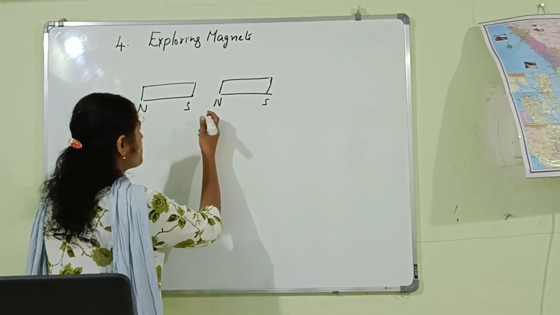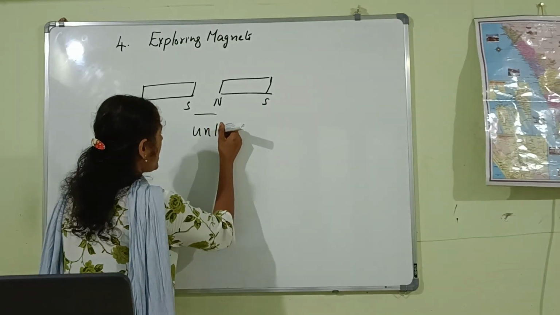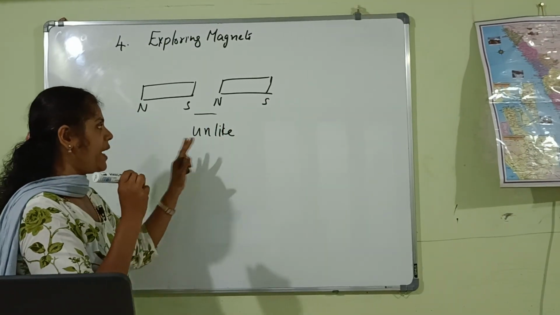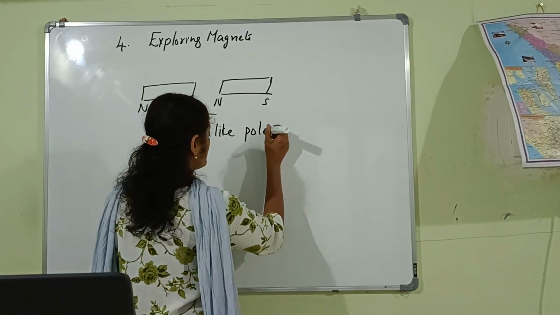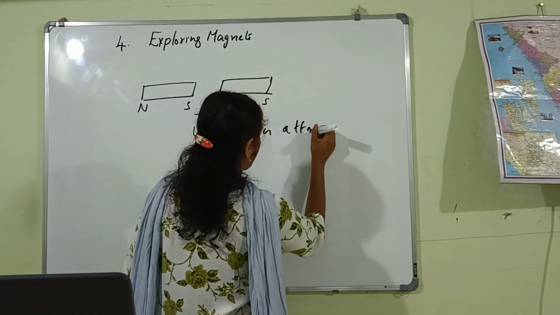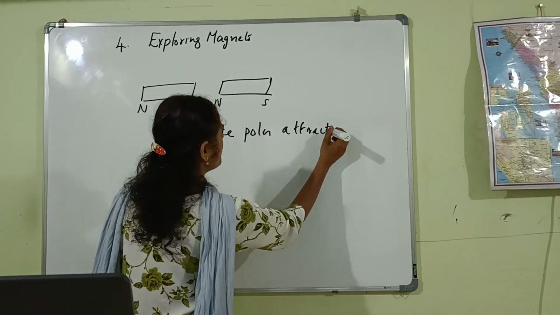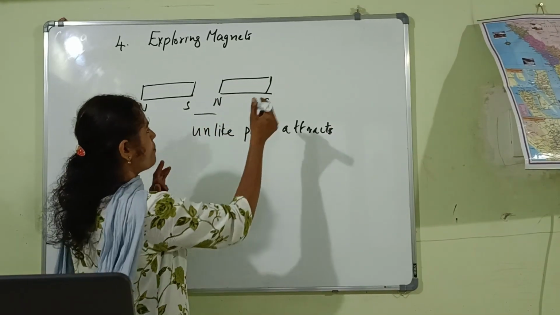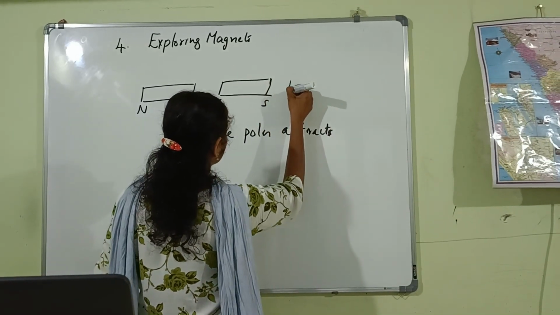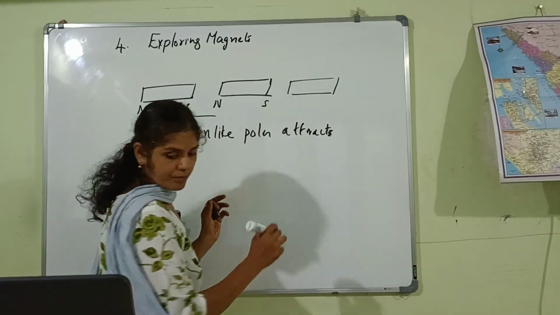Here these poles are unlike poles. They are not similar. So unlike poles attract each other. Unlike poles attract. Then what happens with the other one, if here we are placing another magnet?